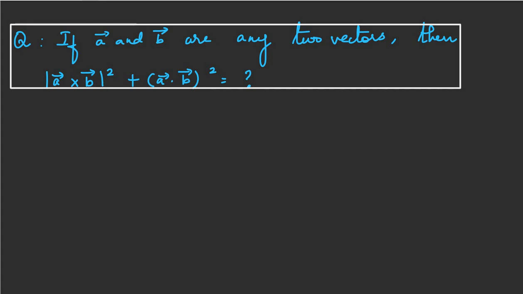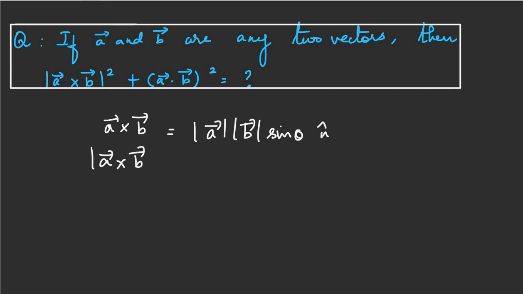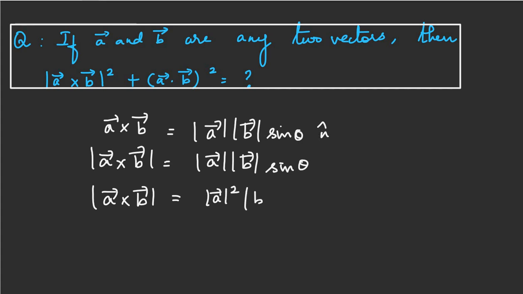If A and B are any two vectors, then find mod of A cross B whole square plus A dot B whole square. So we know the definition: A vector cross B vector is equal to mod of A vector mod of B vector into sine theta n cap unit vector. Taking the magnitude, mod of A cross B is equal to mod of A vector mod of B vector into sine theta, as mod of n cap is equal to 1. Squaring here, mod of A vector cross B vector whole square is equal to modulus of A vector square modulus of B vector square into sine square theta. So this is one value.